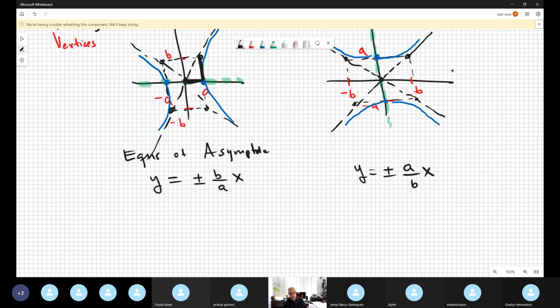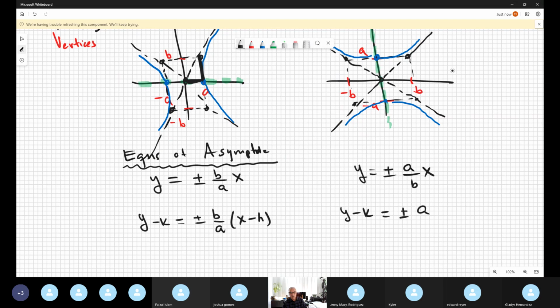When the center is not at 0,0, then the equation of the asymptote I modify a little bit like that. y minus k is equal to plus or minus b over a, which is the slope, times x minus h. And here y minus k is equal to plus or minus a over b times x minus h. Boom.